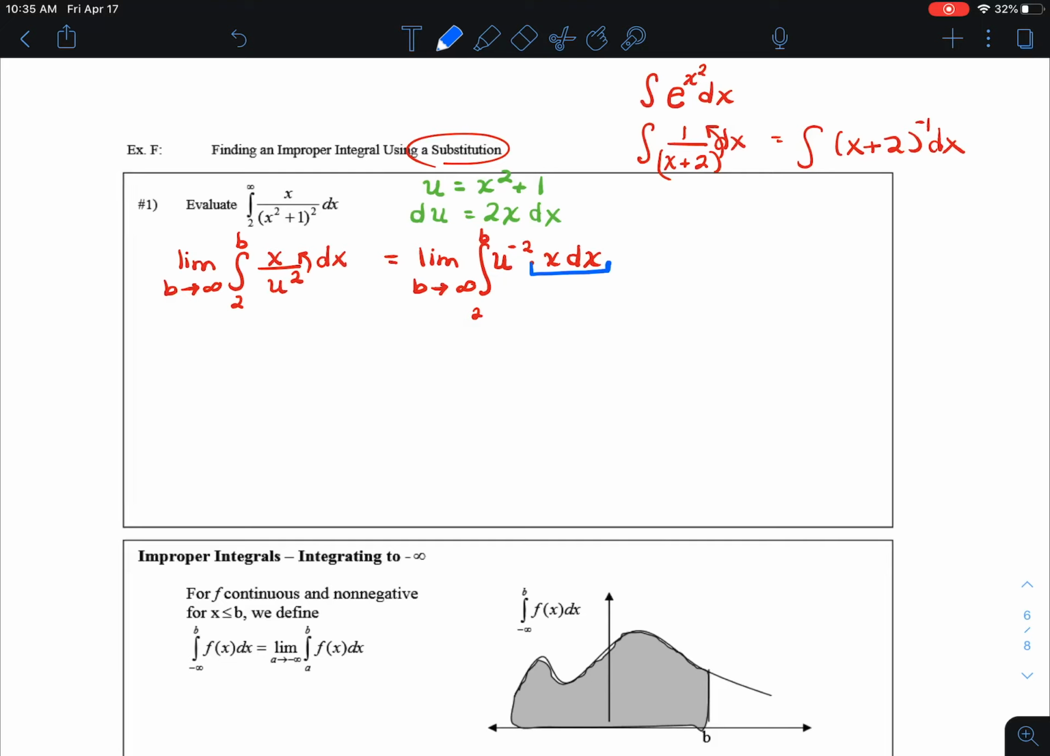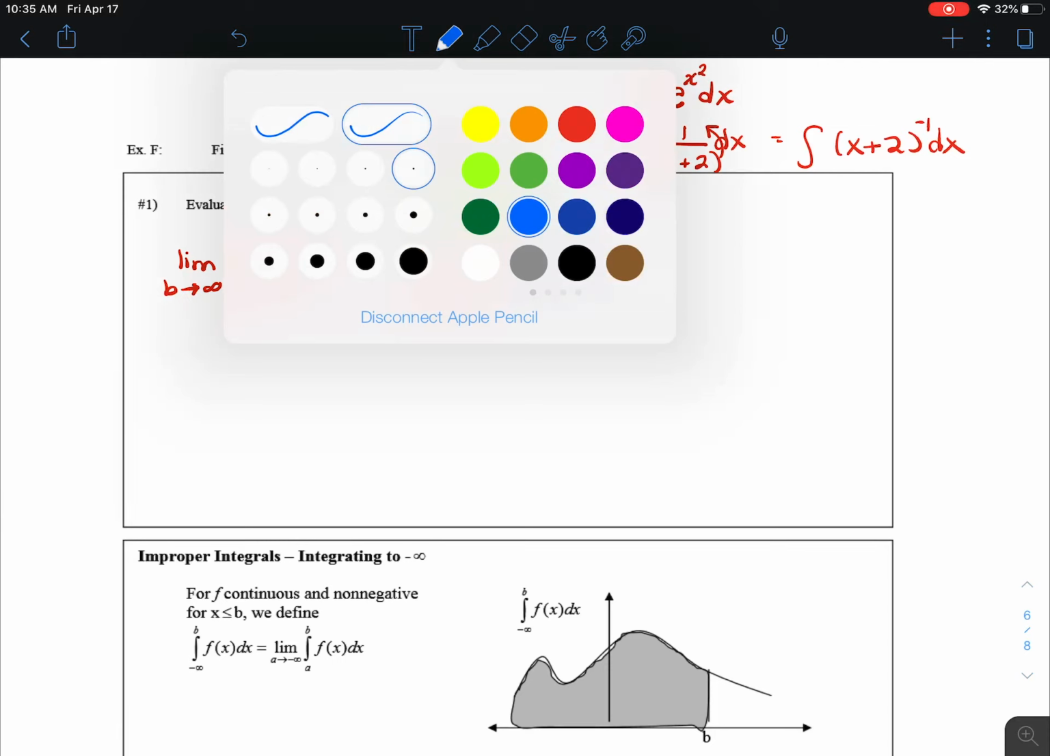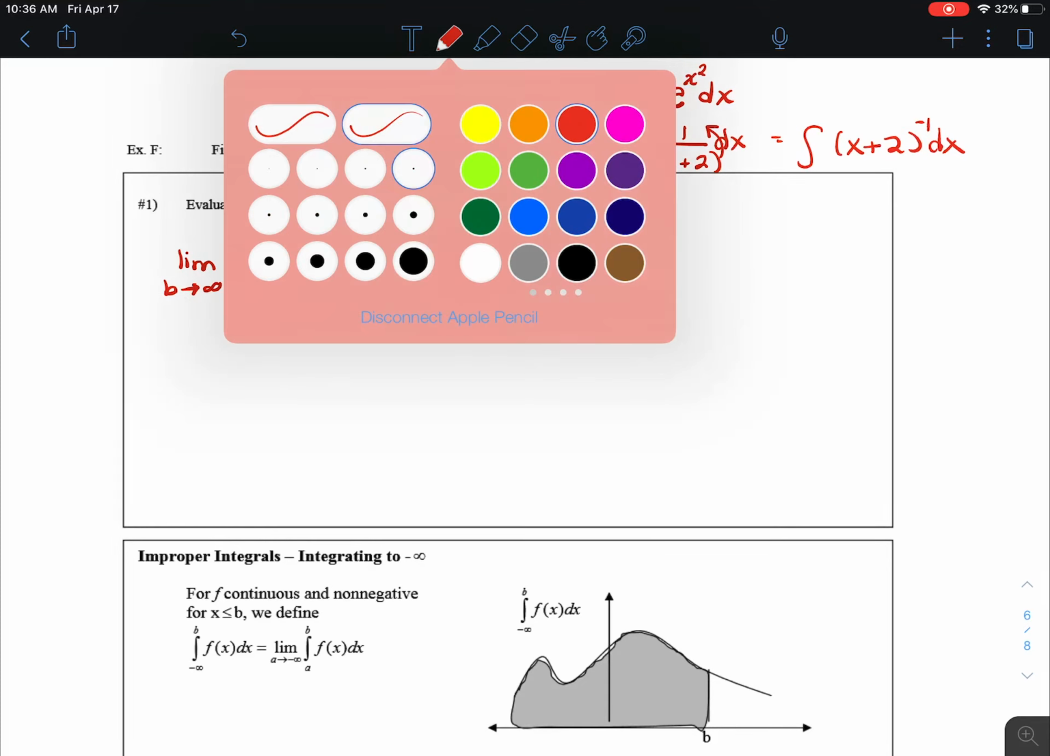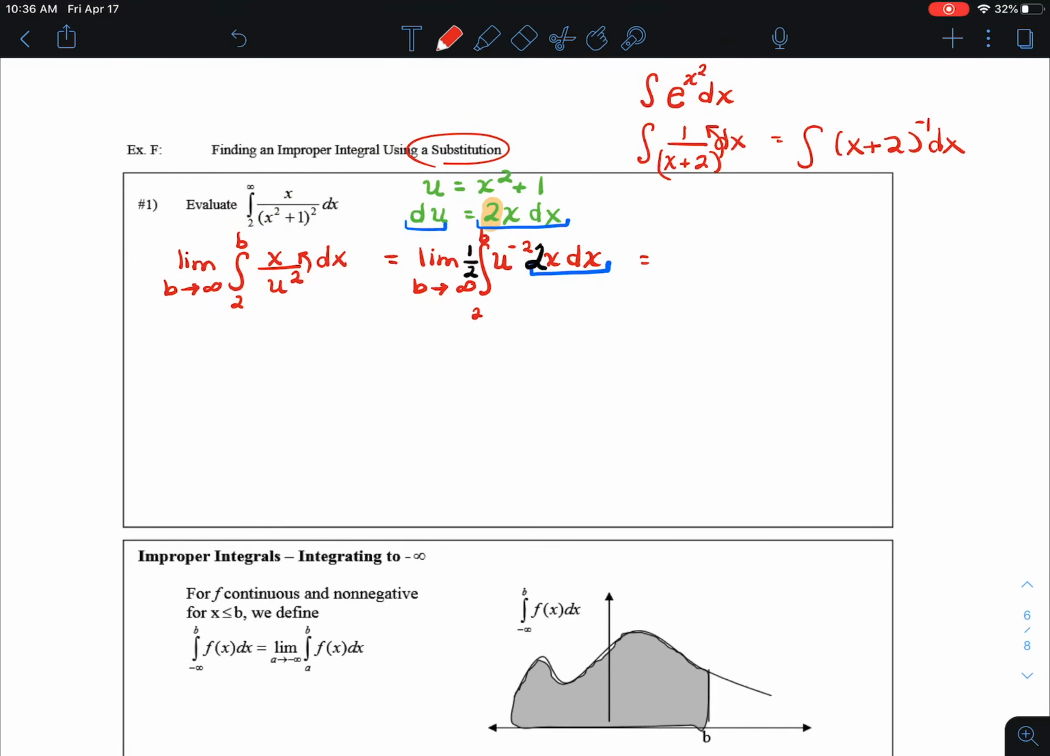Okay, but look at what du equals. It doesn't equal an x dx. It equals a 2x dx. And so we're going to need to insert a 2 in here so that it will match what du equals. And to counteract that, we're going to multiply in front by a 1/2. Okay, it's been a little while since we've done this.